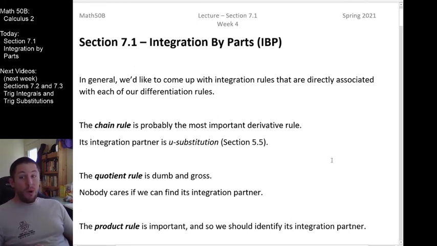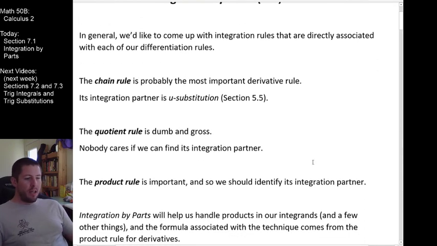But it's also the case that when we do have things that look like the integral of f times g, a product of two functions, this integration by parts will help there. But again, integration by parts does more than that. It's not just a product rule. So let's take a look.